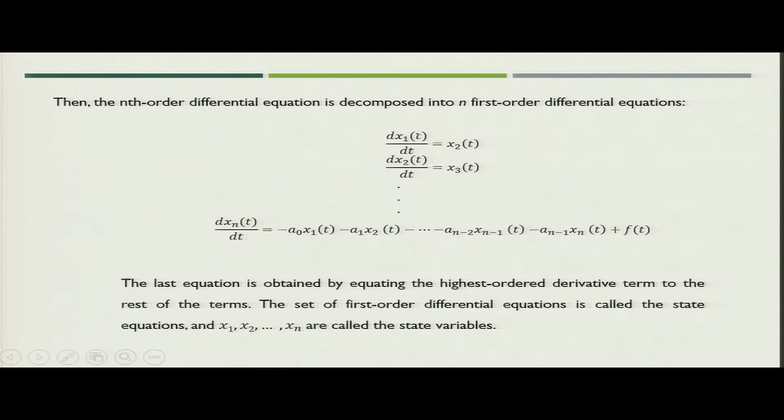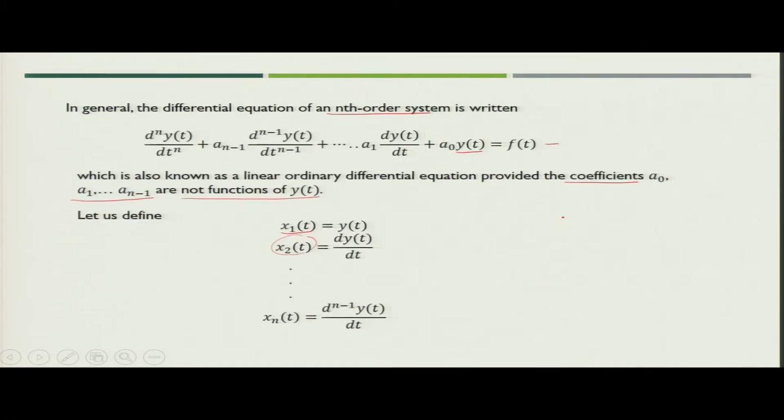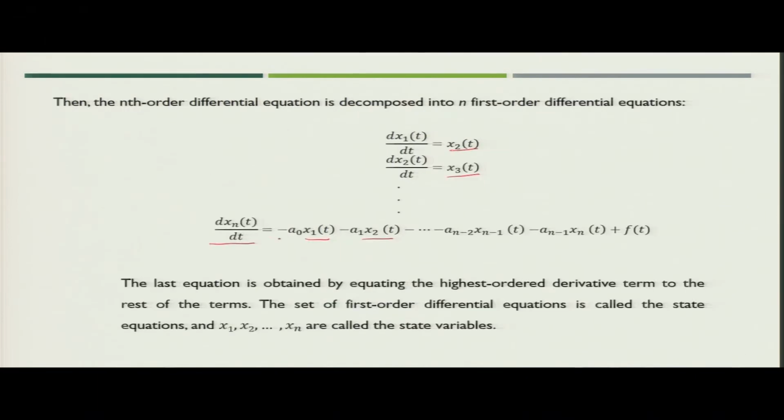with the help of this equation that dx1/dt is nothing but equal to x2(t), dx2(t)/dt equal to x3(t) and so on, and the last, that is dxn(t)/dt, can be represented as the individual components of x1 to xn with the help of the equation which we have. So, we can write dxn(t)/dt as minus a_0 x1(t) minus a_1 x2(t) and so on, and at the last you will get plus f(t).